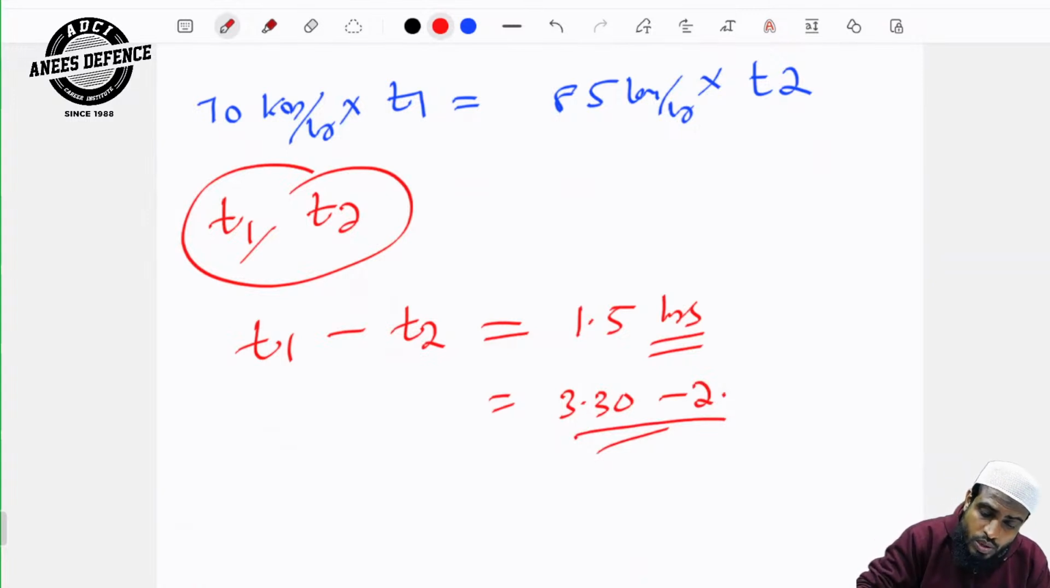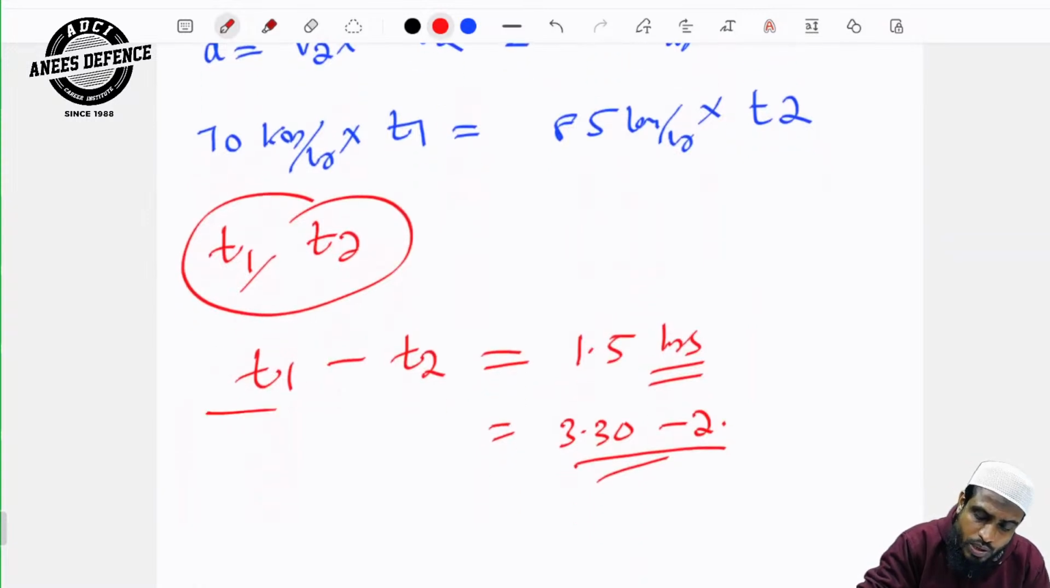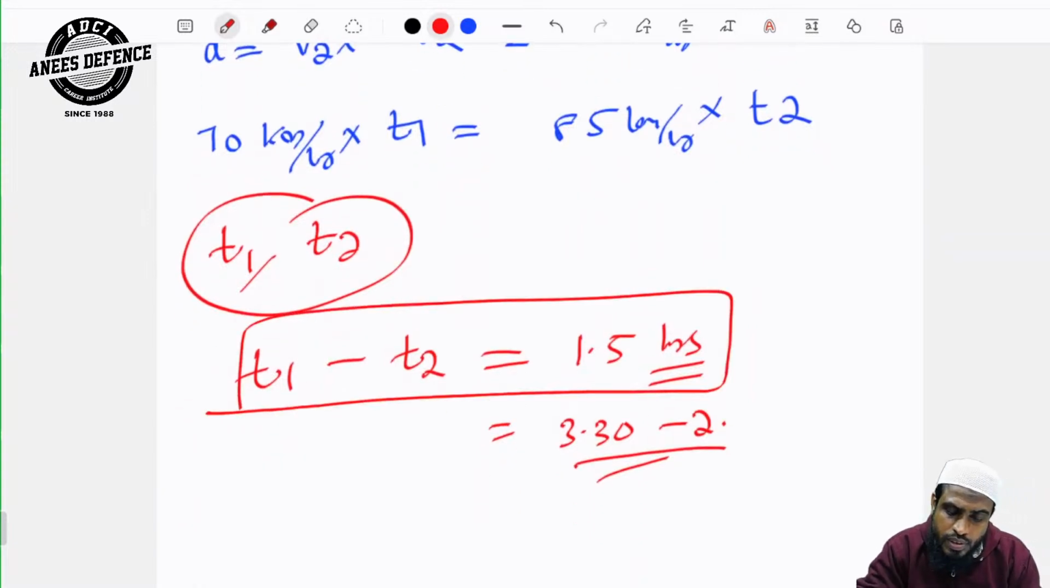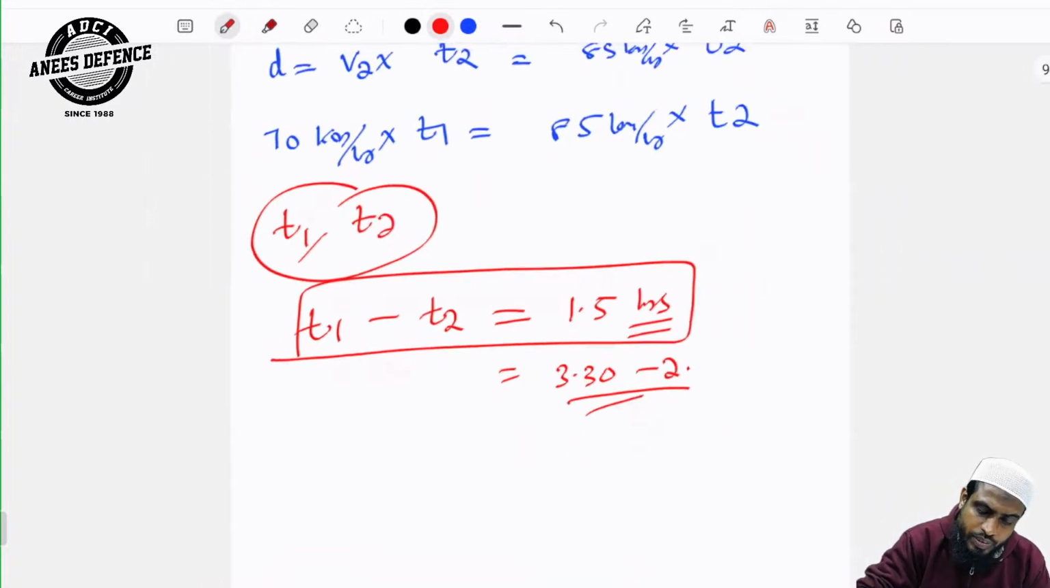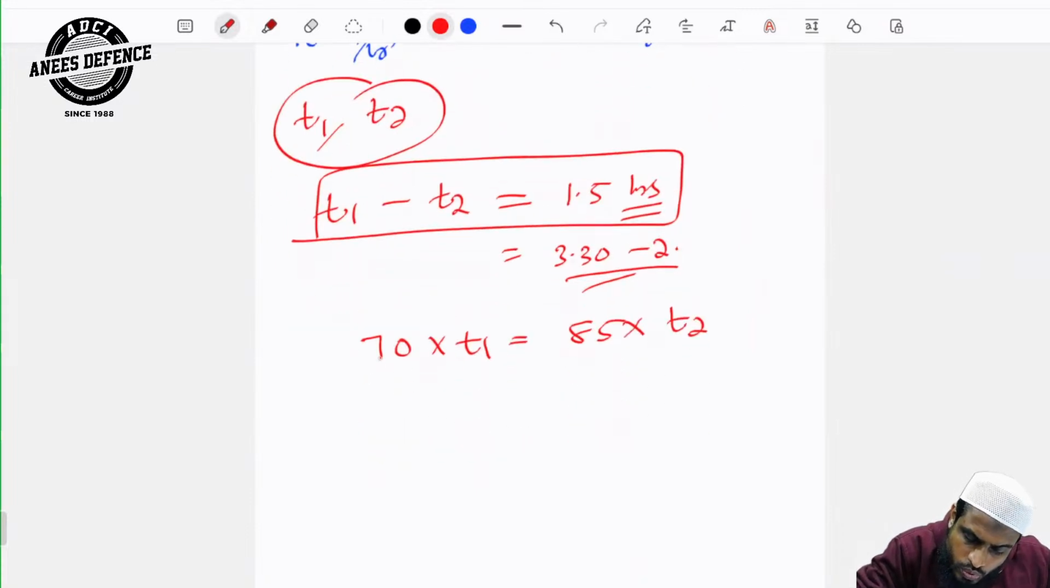So here you are getting two equations. t1 minus t2 equal to 1.5 hours, and 70 into t1 equal to 85 into t2. Then we will solve 70 into t1 equal to 85 into t2. So how many? 1 into 5, 4 into 5. 1 into 1, 5, 3, 7 into 5.